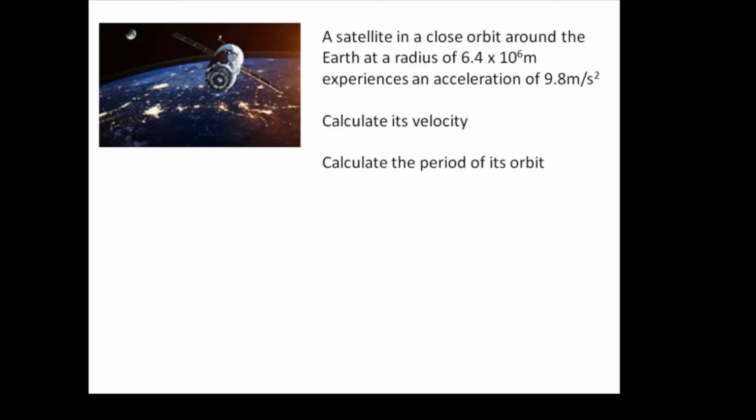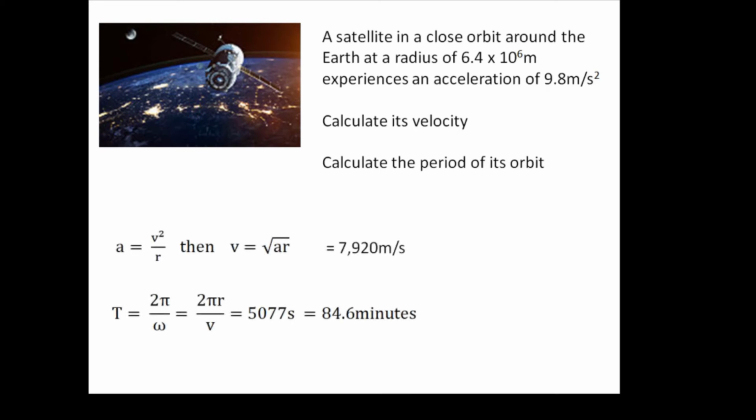Here's another example. A satellite in a close orbit around the Earth at a radius of that experiences an acceleration of 9.8 meters per second squared. Calculate its velocity, calculate the period of its orbit. So circular motion, when you do satellites, all of these equations will come in handy for them. Pause the video, do it. And there's the answers.